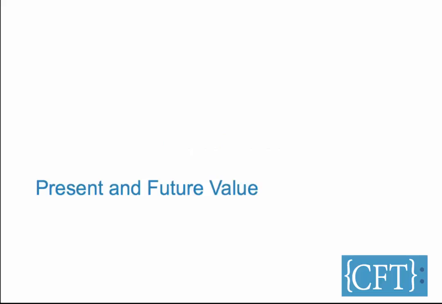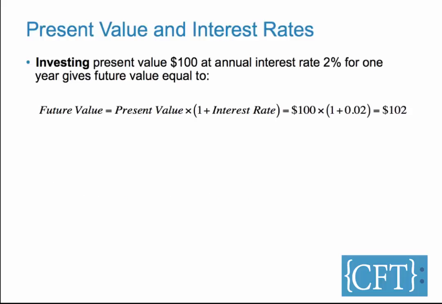Let's look first at how interest rates relate present values to future values. If we invest, for example, $100 today at an annual interest rate of 2% for 1 year, that will give a future value that is equal to $102, because 1 year from now we'll get back the $100 we invested, and in addition we'll earn 2% interest on that $100. 2% interest over 1 year on $100 is $2.